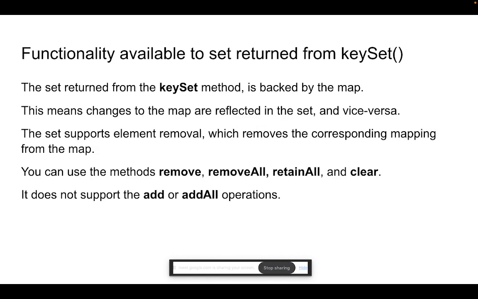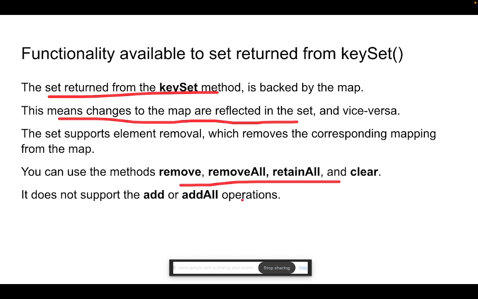When a set is returned from the key set, as we said, it is backed by the map. This means changes to the map are reflected in the set and vice versa. So if I change something in the map, it will be reflected in the set. If I change something in the set, it will be reflected in the map. I can use remove, retain all, and clear methods as well, but I can't use add and add all. So I can remove certain things from the set or from the map, but I can't add anything there.